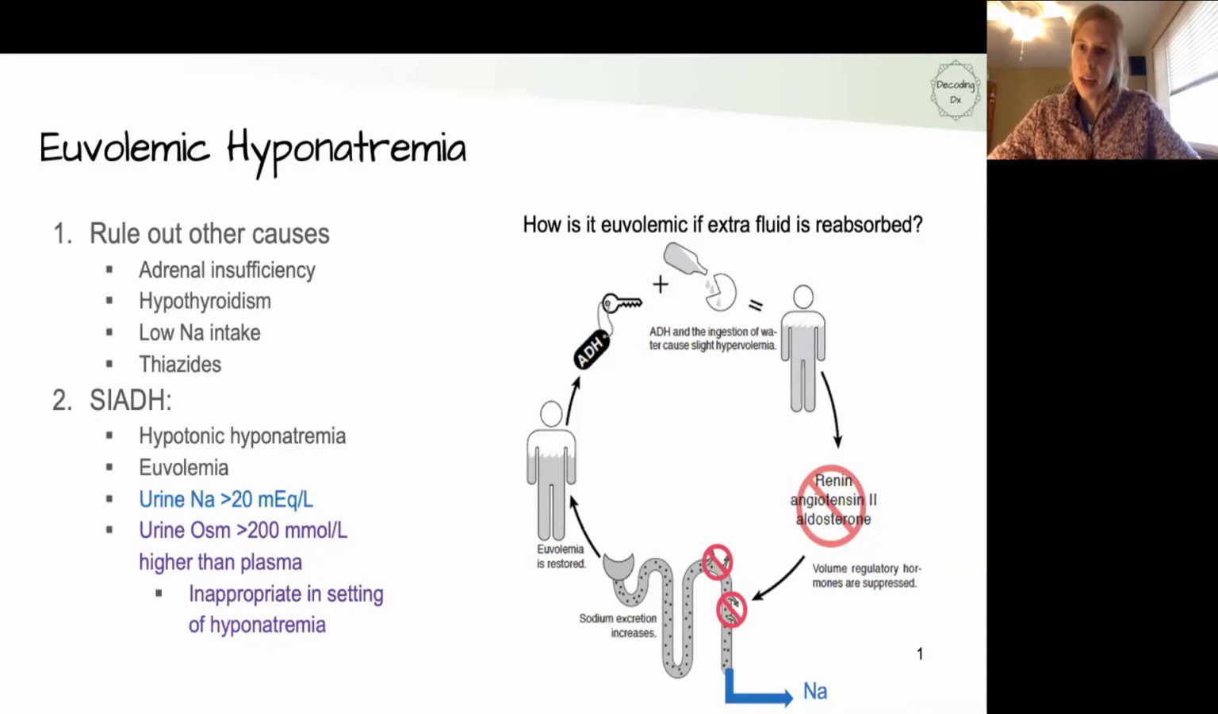And oftentimes the question is asked, how is it euvolemic if ADH is causing us to reabsorb all this water? The answer is that the other mechanisms of the kidney for regulating volume status are still intact. So with the ADH causing excess fluid to be in the body, that turns off the renin-angiotensin-aldosterone system, which means that other sodium reabsorption pathways and water reabsorption pathways in the kidney are turned off. So that keeps the patient in a euvolemic status and keeps the sodium wasting continuing through the kidney.